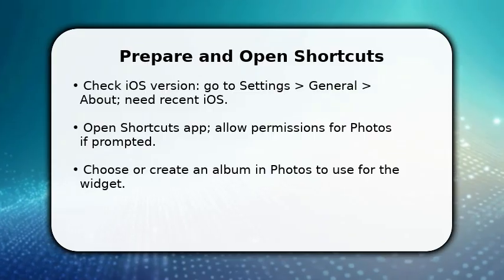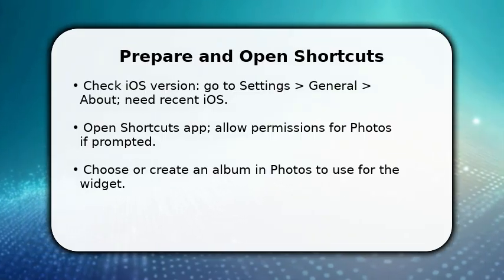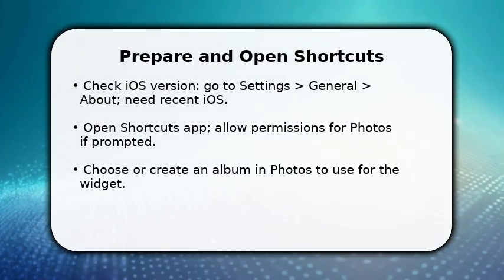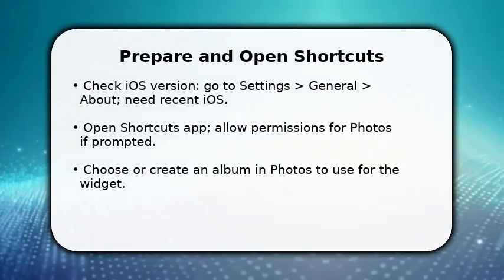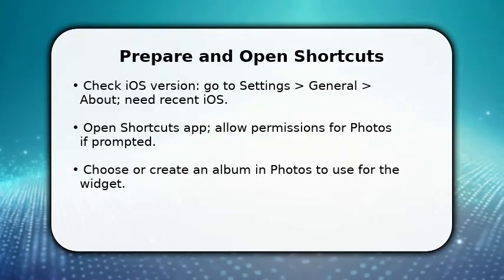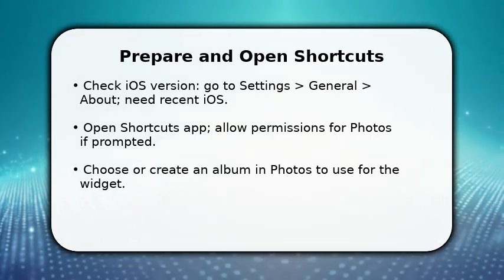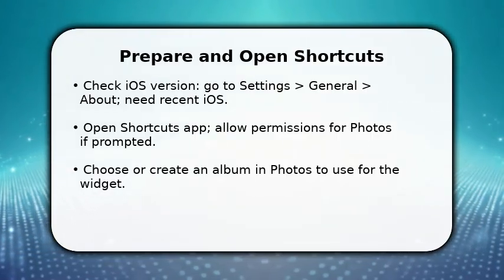Once done, add a Get Latest Photos step and set the count, because that determines which images appear. Make sure the shortcut ends with Save to Photo Album or Show Result so it returns images for the widget to display. Now you build the widget-ready logic inside the shortcut.